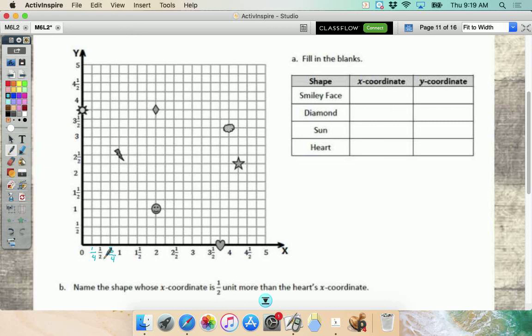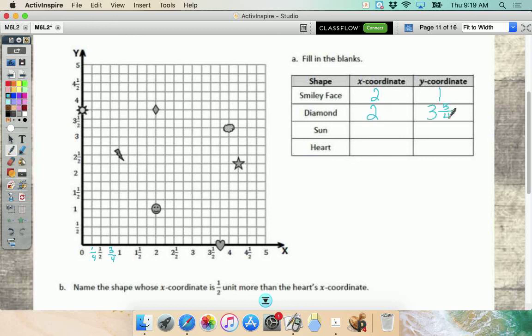And we're always going to start with the x. So let's go with Sergio. Sergio, find the smiley face, okay? Tell me what the coordinates are. Start with the x, 2, and 1. You guys agree? Yes. Okay. So, Morgan, the diamond. That is 2 and 3 3/4. You got it. That's a hard one.